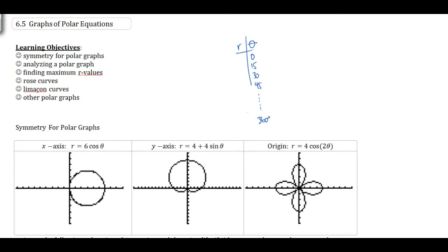And so some of the graphs you will see are called roses or limaçons or lemniscates. There are awesome looking graphs, and you can see 3 of them right there on your screen. So we got to talk about them.